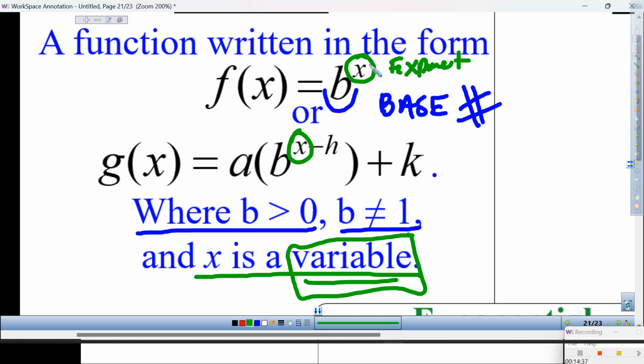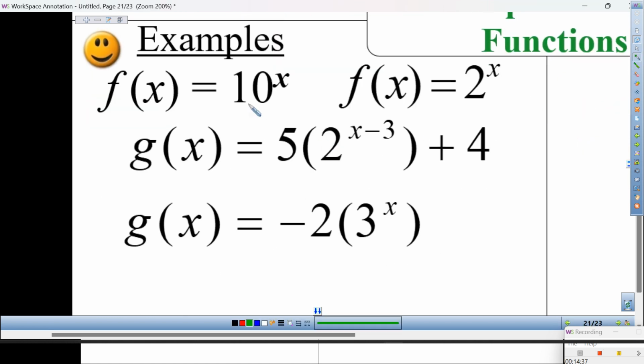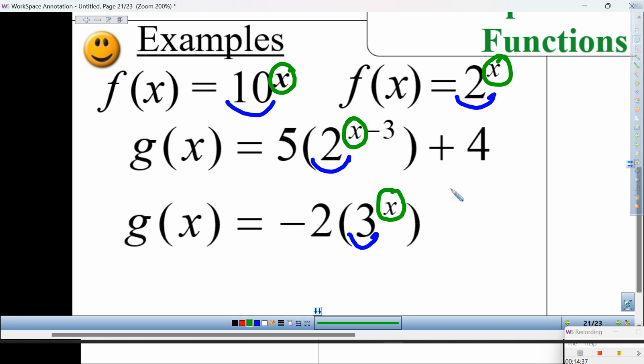Base, exponent. The base has to be a what? A number. Let's see if it's true with the examples given. Here we go. Is the base a number? Yes, Mr. Q. How about here? Yes, yes, and yes. Is the exponent a variable? Yes, yes, yes, and yes. Why are they functions? Because of the equal sign. Okay. Pretty straightforward, yes? All right.